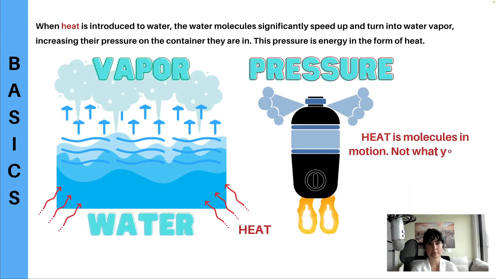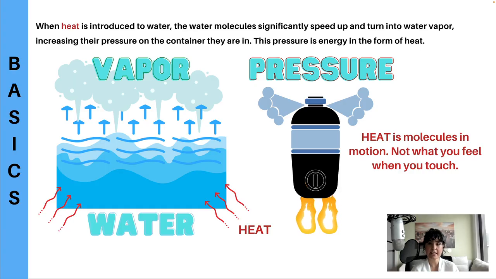On the contrary, when heat is introduced to water, the water molecules now speed up, and they significantly speed up as the heat goes up. And when they speed up too much, they turn into water vapor. So the pressure inside the container that water is in now increases because the water vapor has higher pressure, because molecules are moving significantly faster. This pressure is energy in the form of heat.